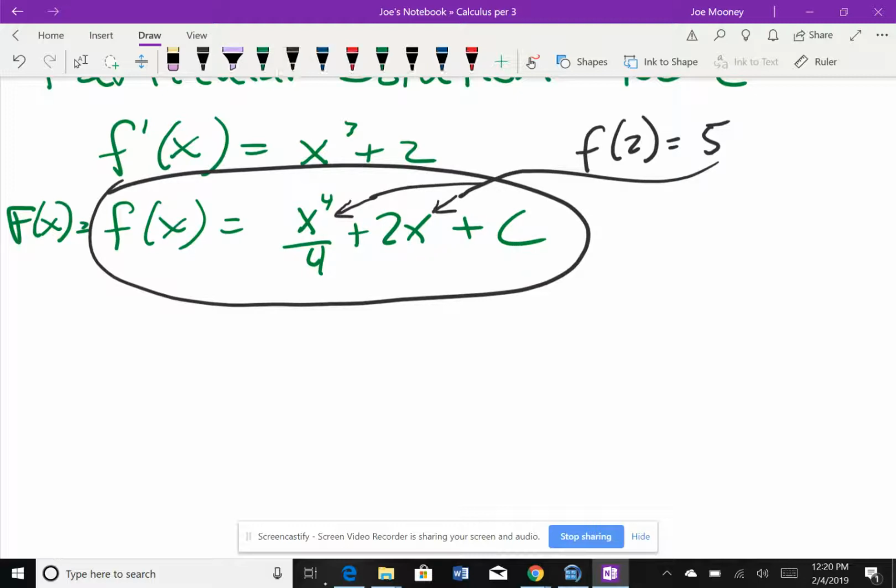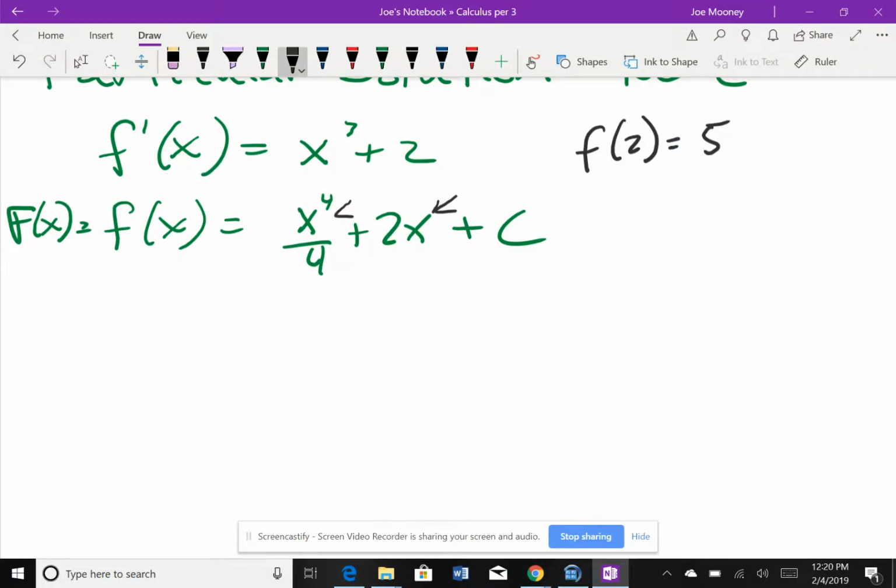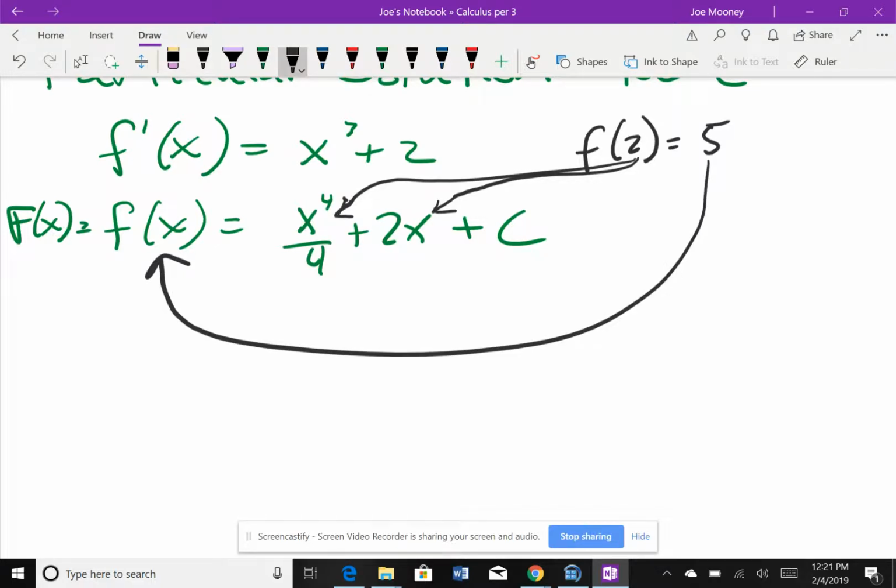No, that's wrong. I would plug in my 2. I'm so sorry. I just saw what I did. Okay. I'd plug in my 2, and then I would set it all equal to 5. So 5 is equal to 2 to the 4th over 4, and so on and so forth. Right? So nice and simple.